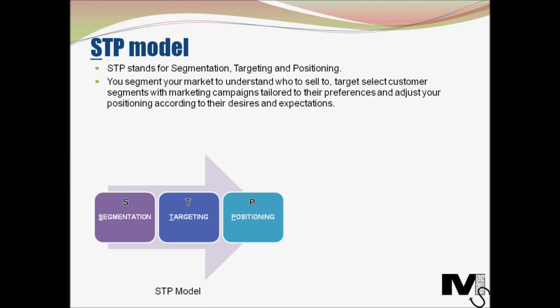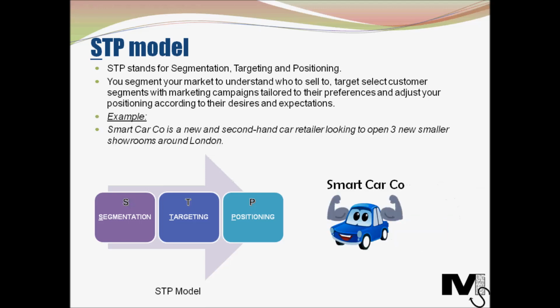Let's put together an example to explain each step of the process. Let's assume that a company named Smart Car Co. is a new and second-hand car retailer looking to open 3 smaller showrooms around London. These are 3 new showrooms they are looking to open. They decided to use the STP model to understand what type of market to focus on for their newer stores. Let's start looking at each module of the STP model and put it in perspective for our example.